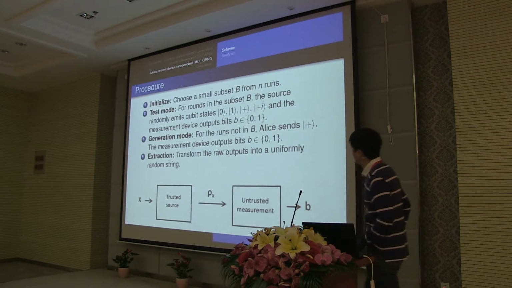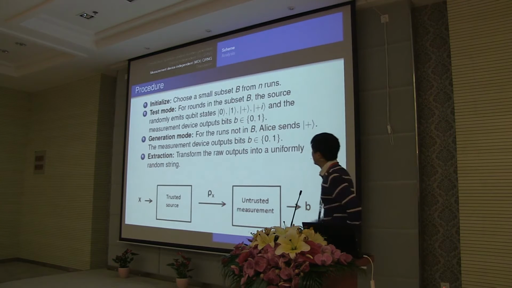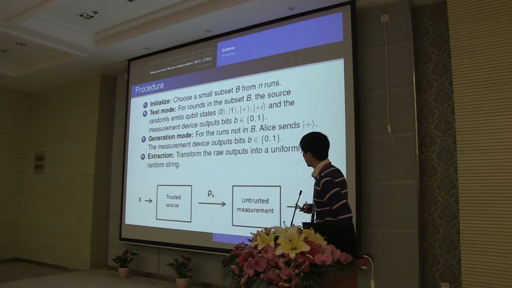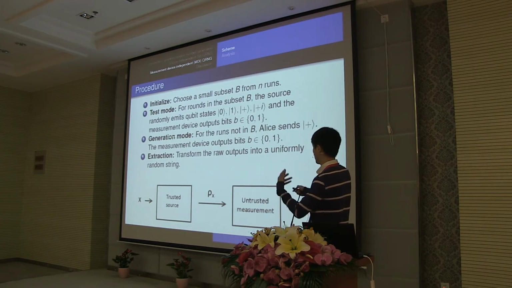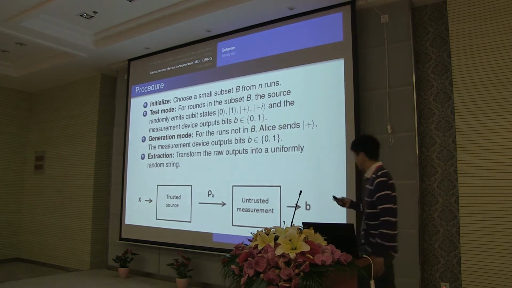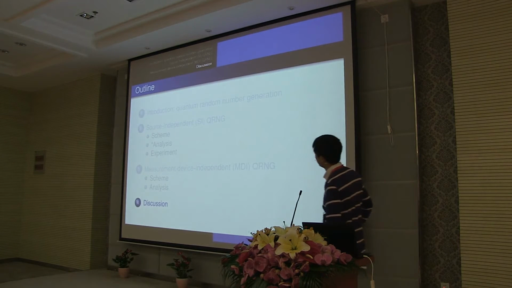Okay, so I will skip this procedure since I'm running out of time. So again, the idea is very simple. It's just use the testing mode to test your measurement device, pretty much like a measurement tomography, and then you just use the generation mode to generate the random numbers. Alright, so I will skip the detail.